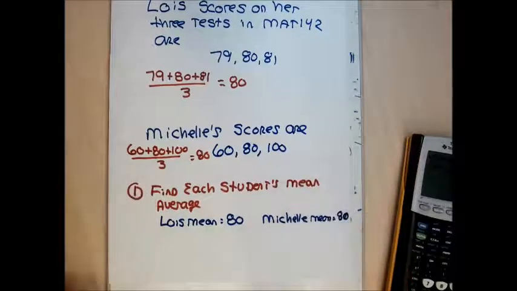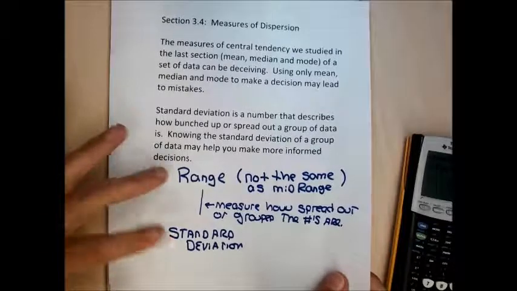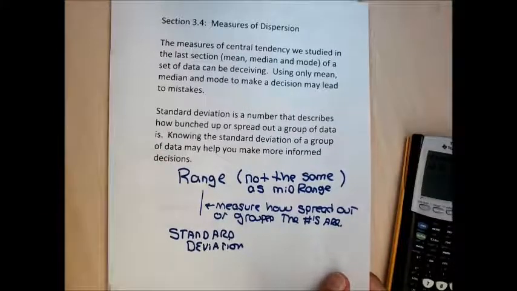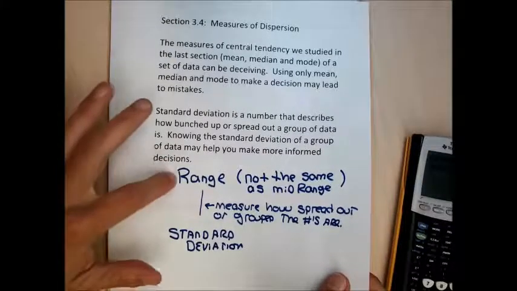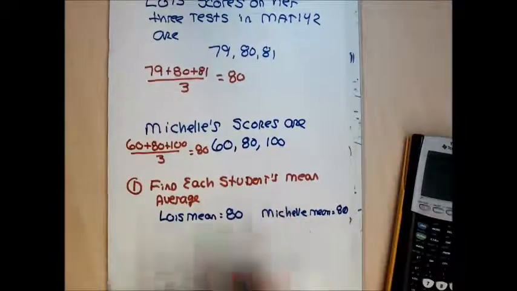So they both have exactly the same mean. The mean doesn't tell me how spread out the numbers are, because Lois's test scores are bunched up real tightly, where Michelle's scores aren't bunched up so tightly. The 2 concepts we get in this section will help us determine how spread out the numbers are. And the first concept, which is the easier one, is the range. Let me do question 2 here.